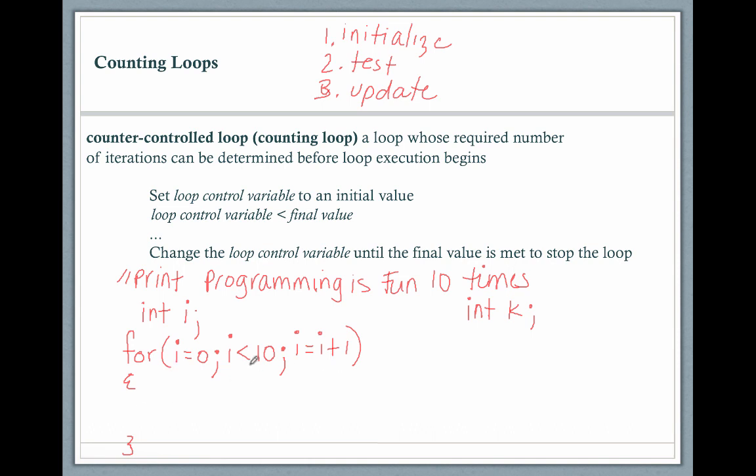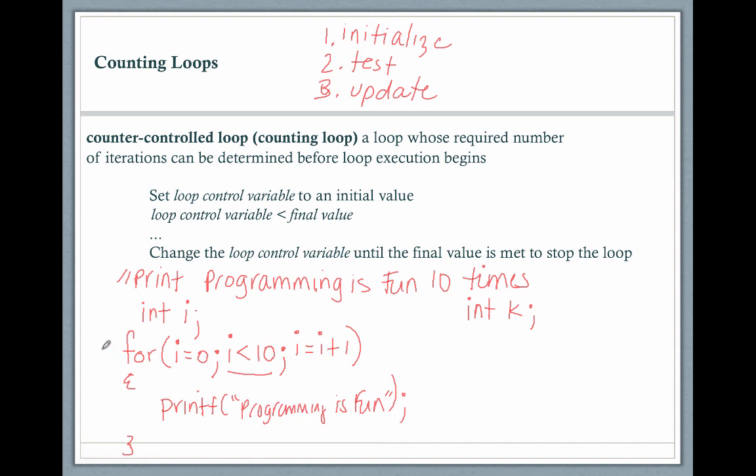What it's going to do is, if this test condition right here is true, it's going to go inside of the loop body and do whatever is in there. In this case, printf "programming is fun". All right, so let's just see how this works. This for loop would be somewhere inside of a function. It could be inside your main function, or it could be inside of another function.